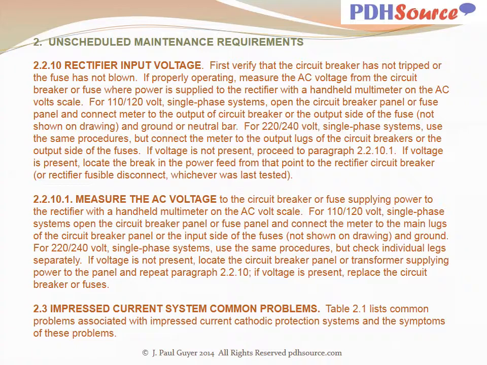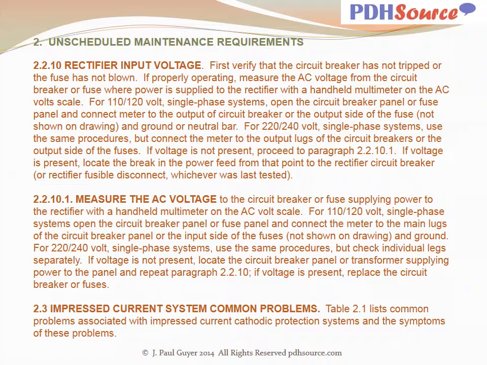For 220, 240 volt systems, single-phase systems, use the same procedures, but connect the meter to the output lugs of the circuit breakers or the output side of the fuses. If voltage is not present, proceed to paragraph 2210.1. If voltage is present, locate the break in the power feed from that point to the rectifier, circuit breaker, or rectifier fusible disconnect, whichever was last tested.